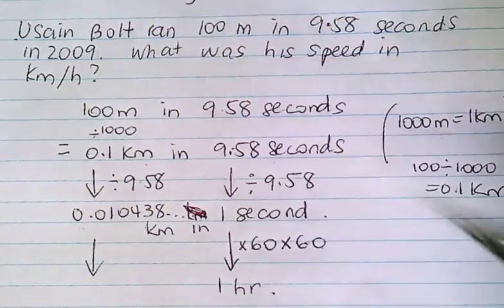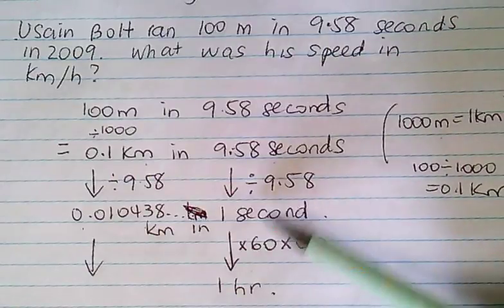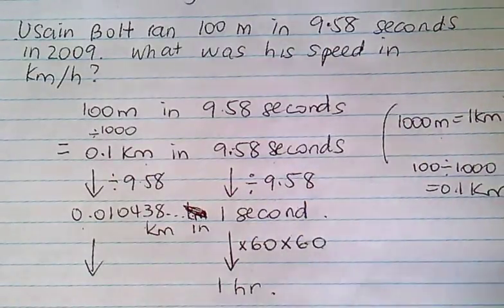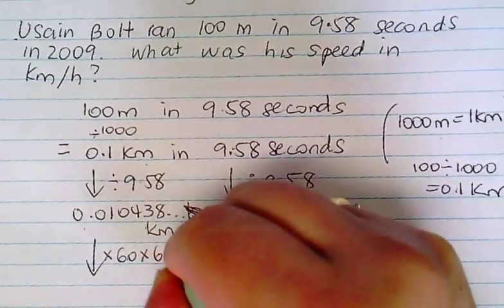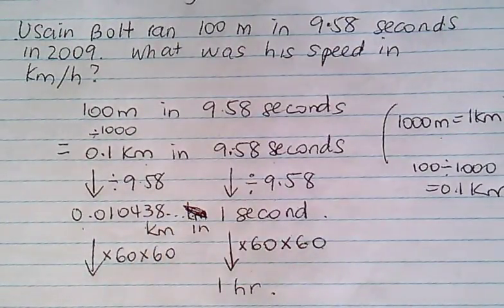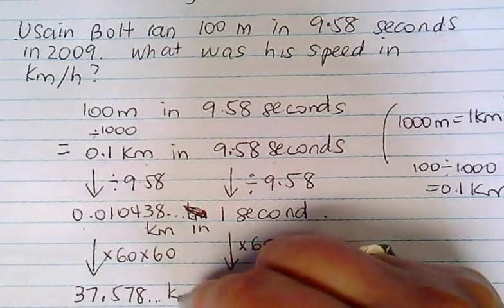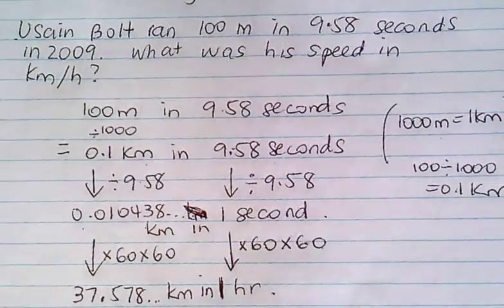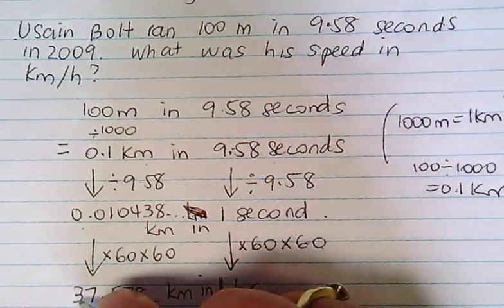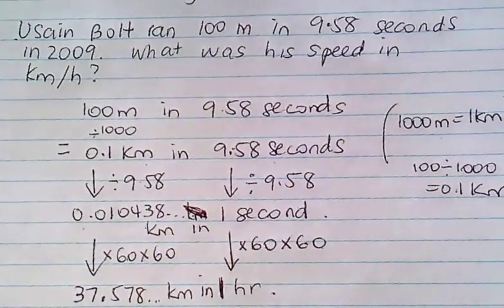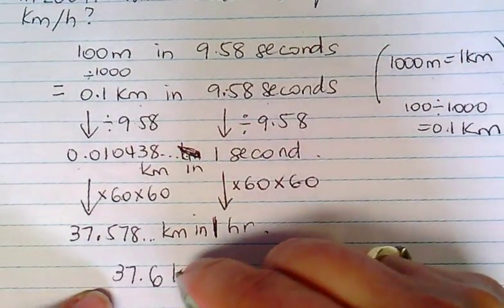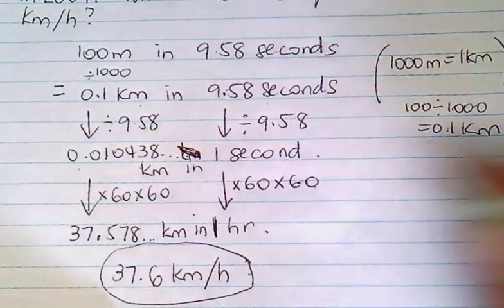Please keep that number in your calculator, because to go from 1 second to 1 hour, we're timesing it by 60 to get to a minute, timesing it by 60 again. So we're timesing this number by 60 twice. So just keeping that answer in your calculator, go times 60 and times 60 again. And then we get 37.578 kilometres in 1 hour. Now, the question says to give his speed in kilometres per hour corrected to 1 decimal place, so that would be 37.6. So therefore, to 1 decimal place, it's 37.6 kilometres per hour. That's your answer.